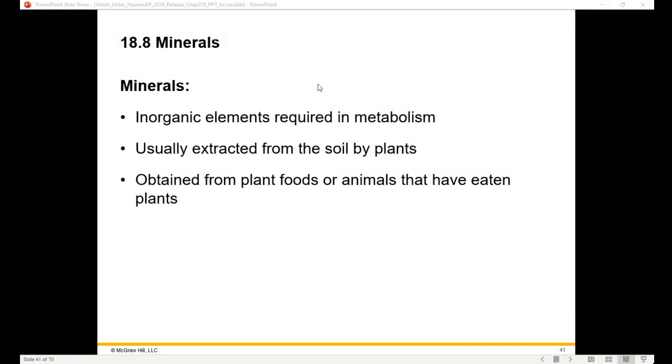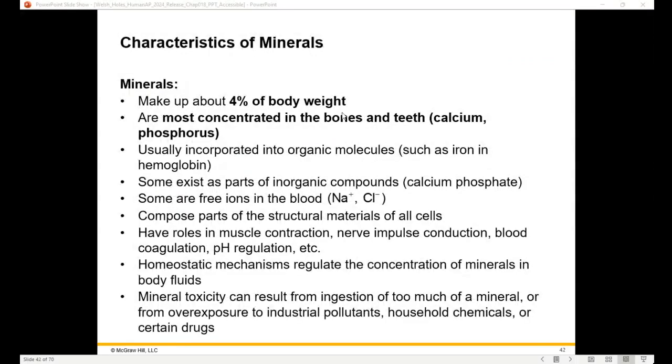Okay, we also need minerals in addition to vitamins. So minerals are inorganic elements required in metabolism, and they're usually extracted from the soil by plants. They're obtained from plant foods or animals that have eaten plants. Minerals make up about 4% of your body weight. They're most concentrated in the bones and teeth because of the calcium and phosphorus.